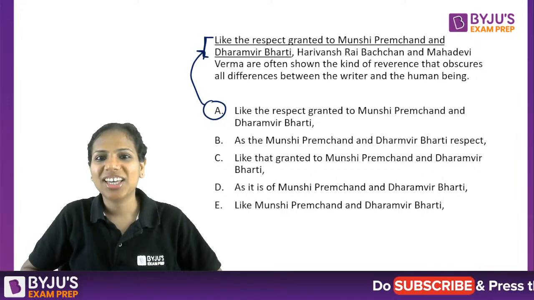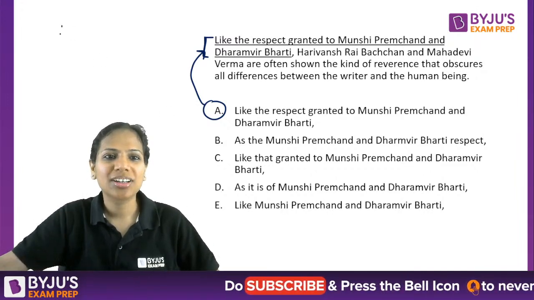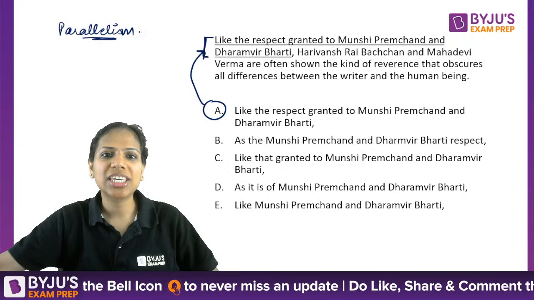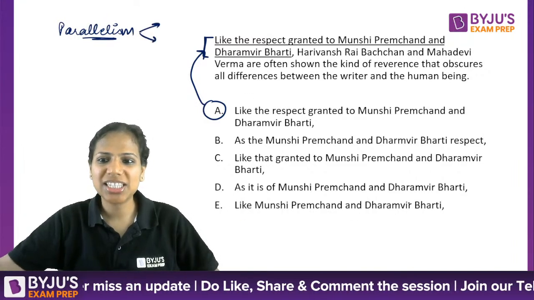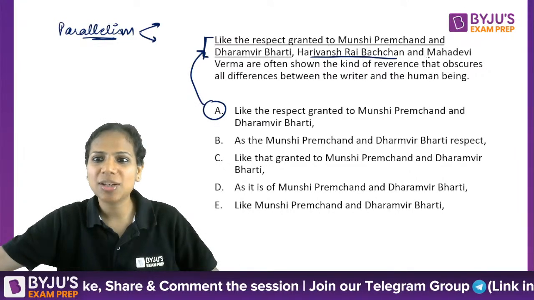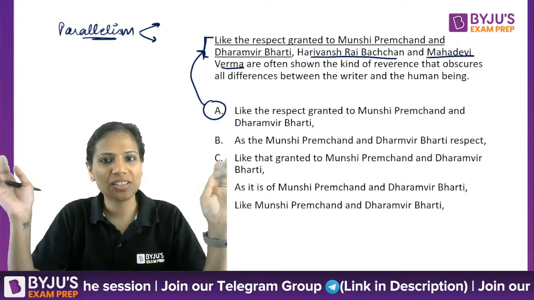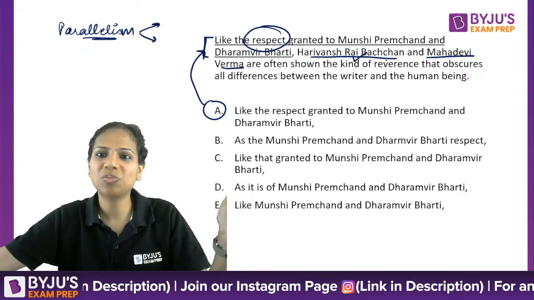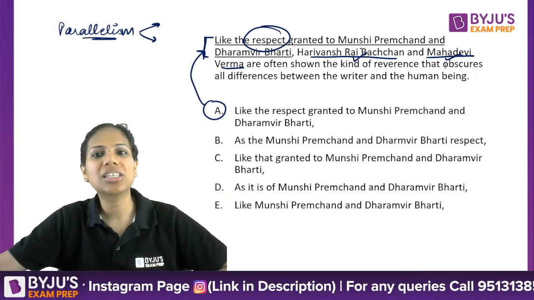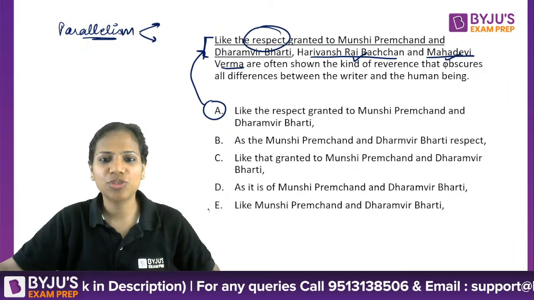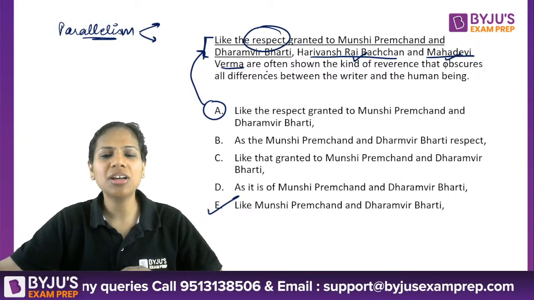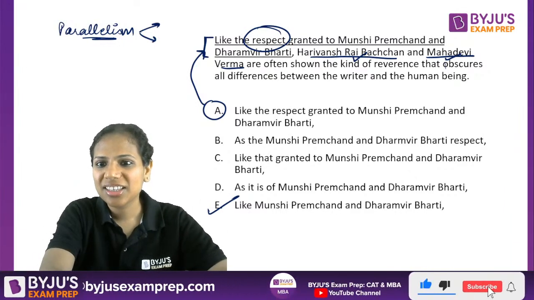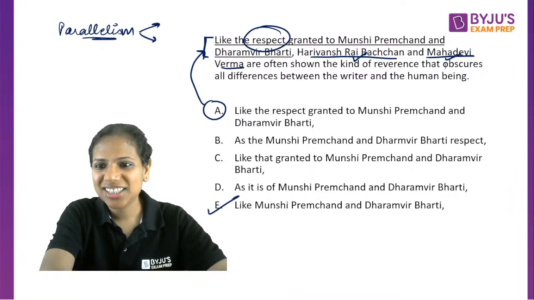Very good. Okay. So that means now you've got a hang of parallelism and how it works. Whatever phrase this is, we have to keep it parallel with the subjects that come later. So we are comparing, right? Comparison happens between two like things or two like persons. So we can't compare respect with these people. We can compare other people with these people. So like Munshi Premchand and Dharamveer Bharti, Harivansh Rai Bachchan and Mahadevi Verma, now I'm making the right comparison. Good. Very good. Okay, so E is the answer.